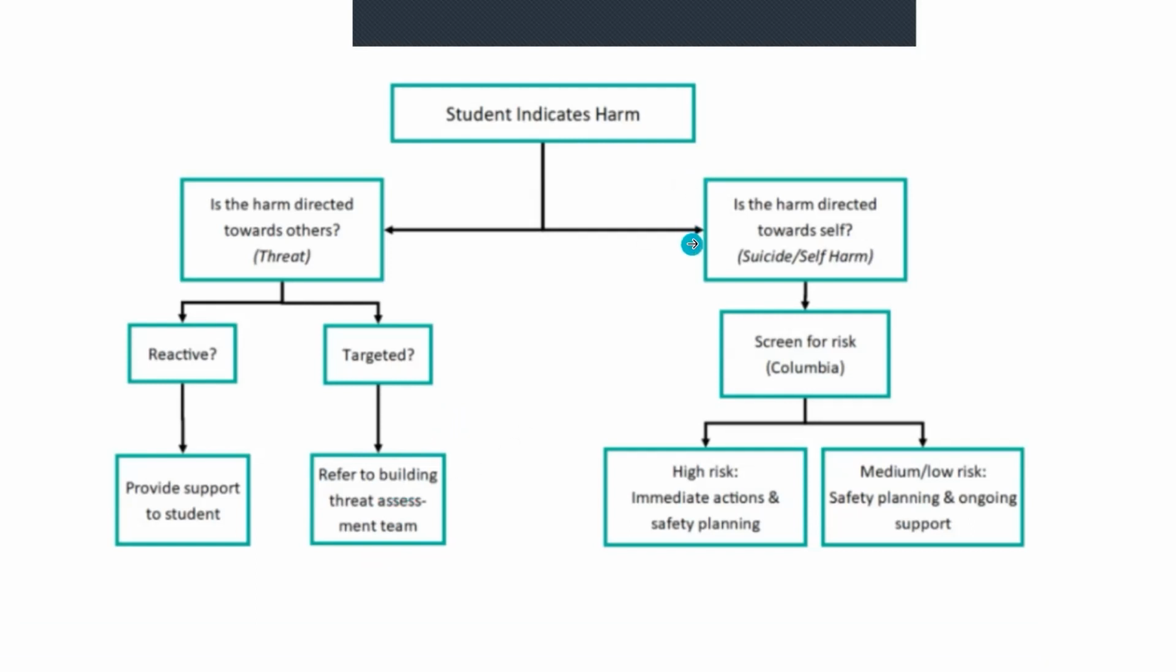If the harm is directed towards self, we're going to screen for risk using the Columbia. If it's high risk, we're going to do immediate action and safety planning. And if it's medium or low risk, still safety planning and ongoing support.